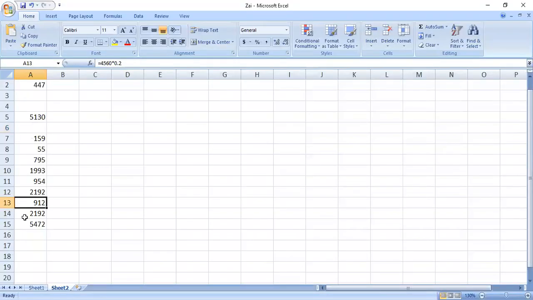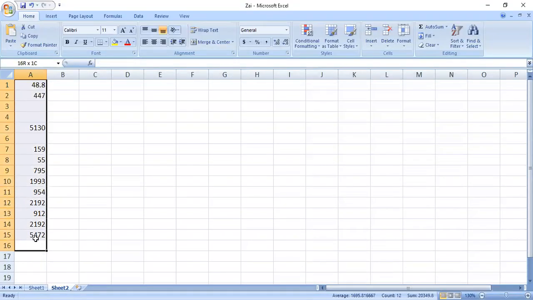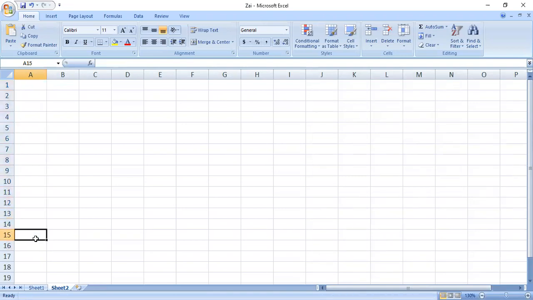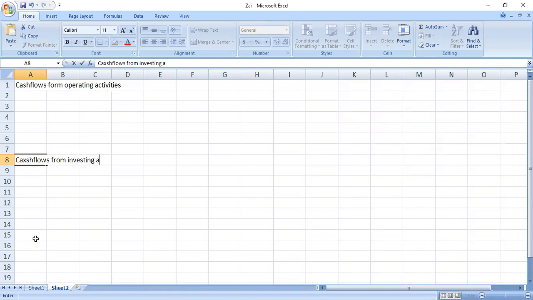Okay, so this is my worksheet. You have cash flows. Draw your pro forma cash flows from operating activities, then cash flows from investing activities, then cash flows from financing activities.